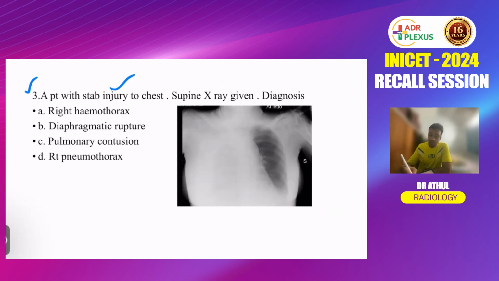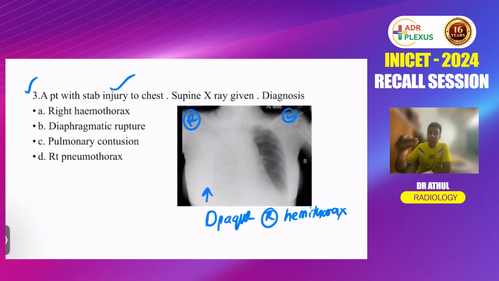So here, this is the right side and this is the left side. And if you know that this right side is pathological, here you are seeing opaque right hemithorax. So there is complete opacity. You are not able to see any air shadow. There is no radiolucency in right side. So you can easily eliminate the option of right pneumothorax because it is not pneumothorax.